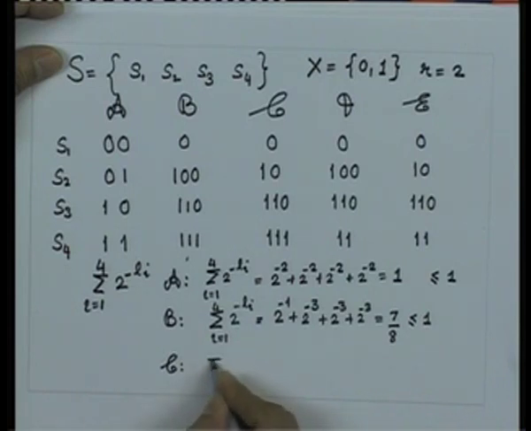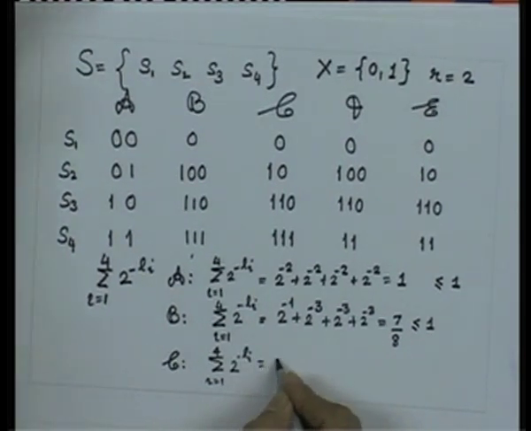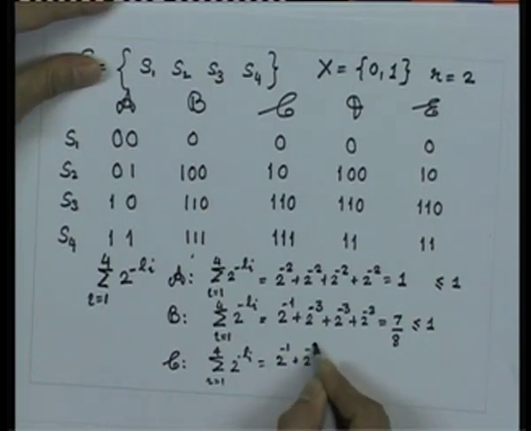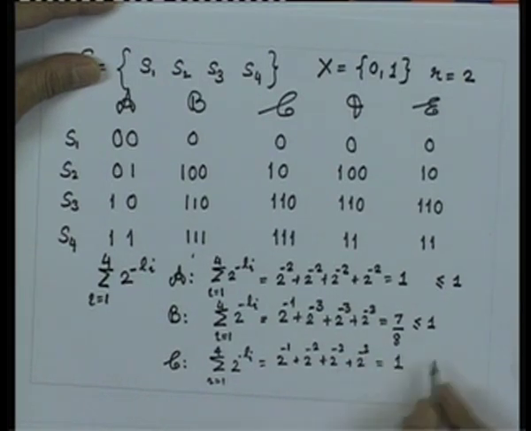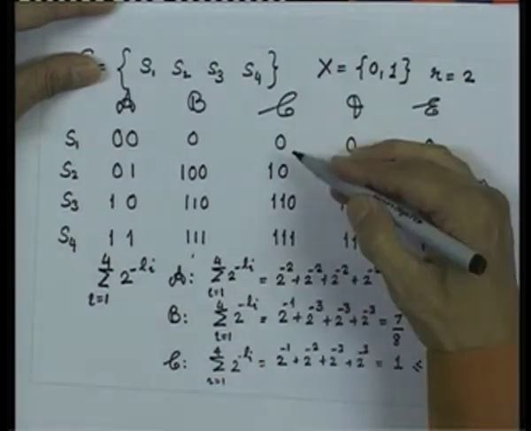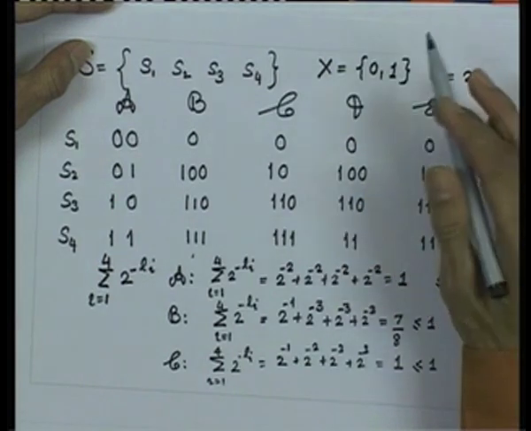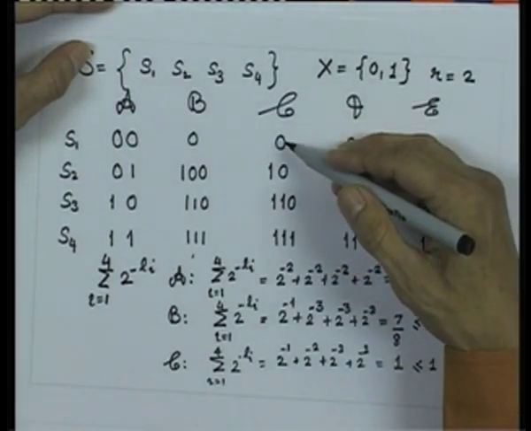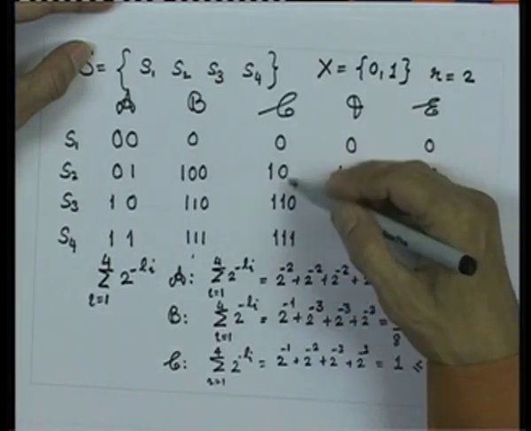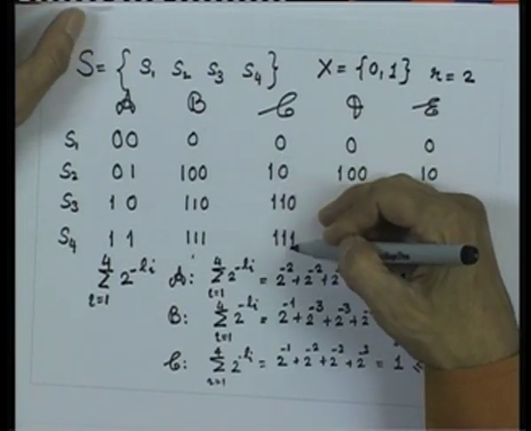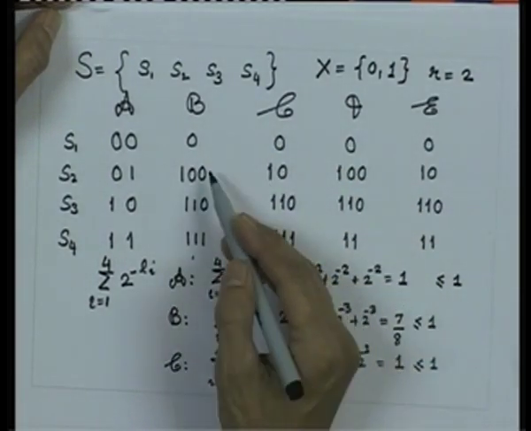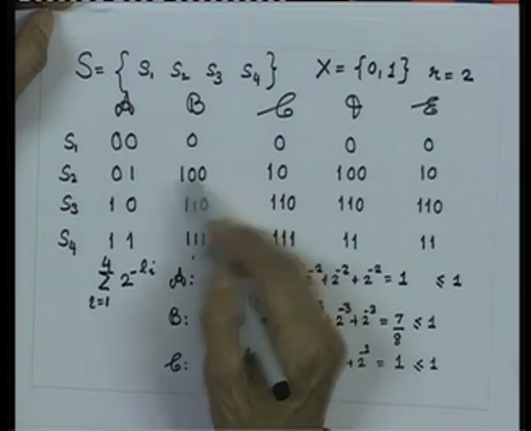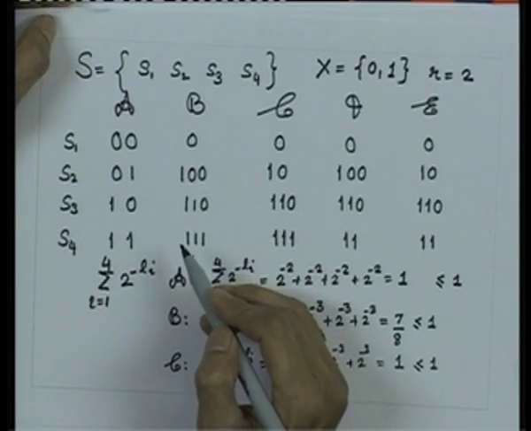Example of C: this is equal to 2 to the minus 1 plus 2 to the minus 2 plus 2 to the minus 3 plus 2 to the minus 3, and this turns out to be 1. Again, this is less than or equal to 1. So, again the code word lengths of 1, 2, 3, 3 are acceptable. And if you examine the code words for C, it turns out to be instantaneous, because none of these code words is a prefix of another code word. And code C was actually obtained from code B by dropping the code symbol 0 from the second code word.